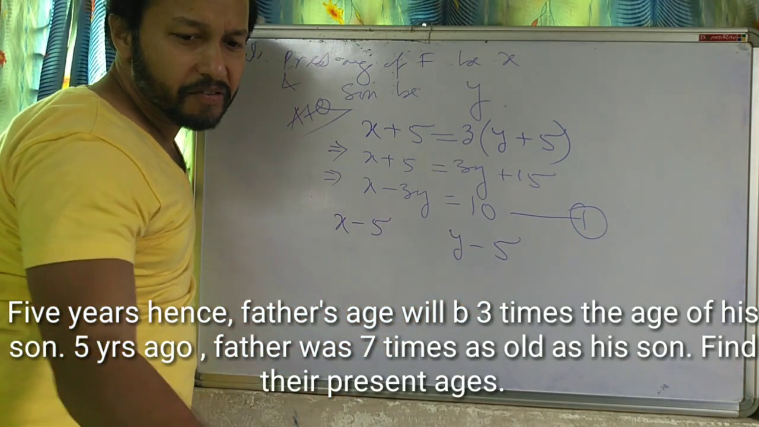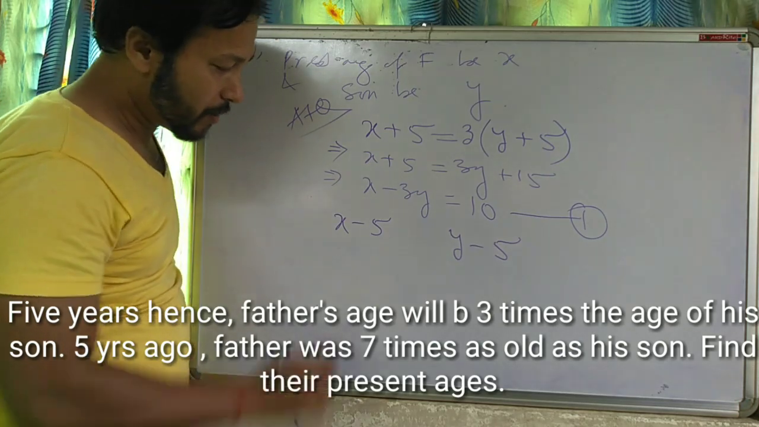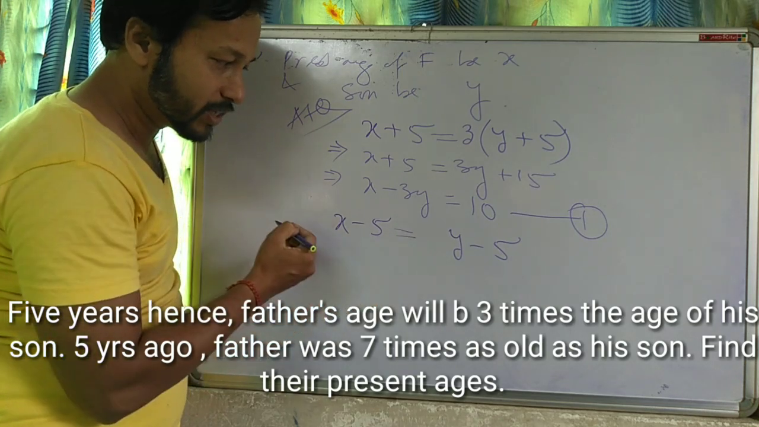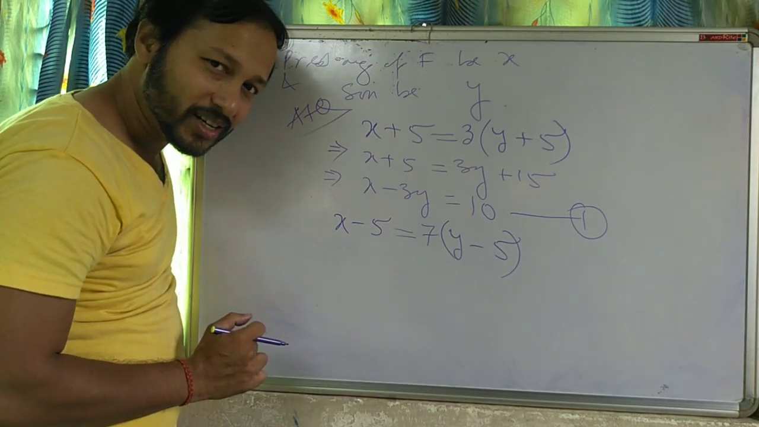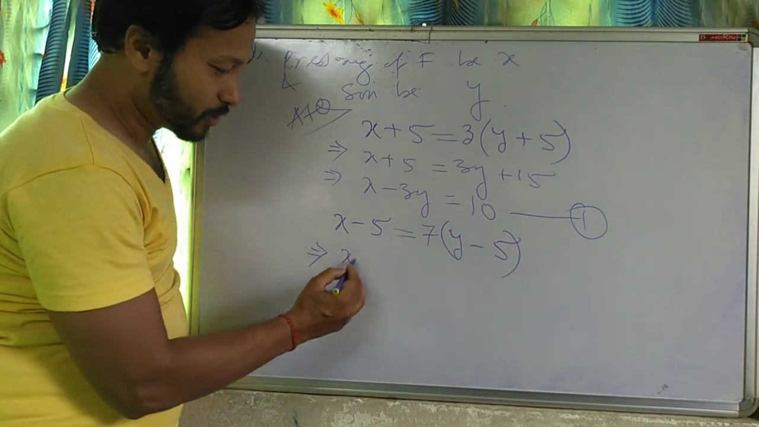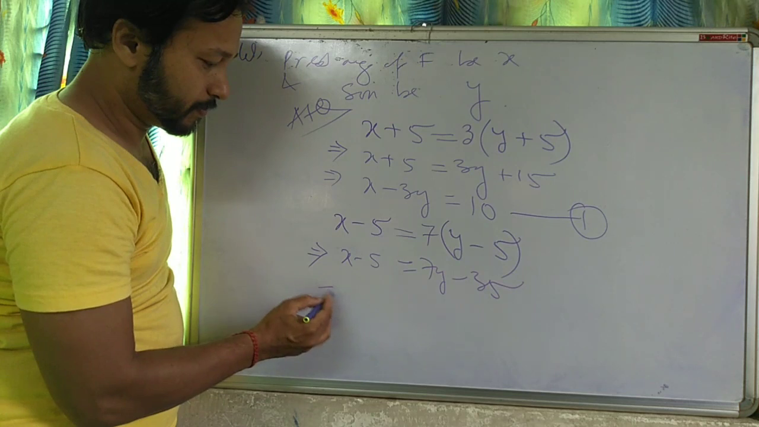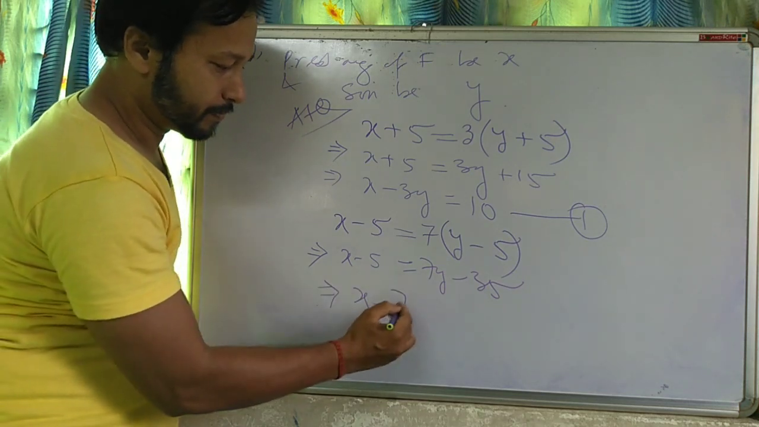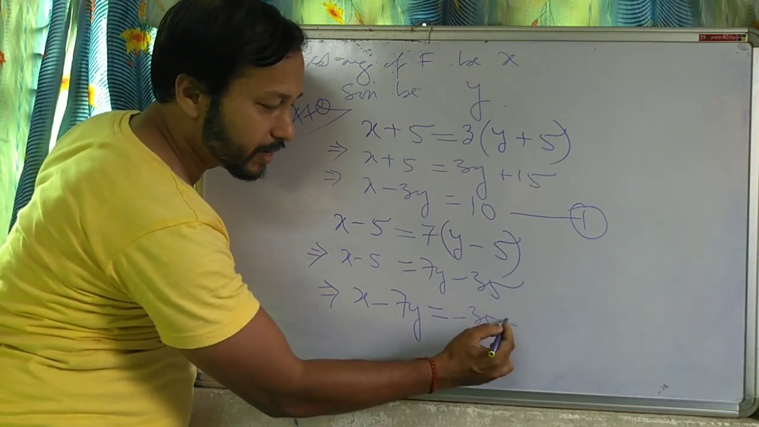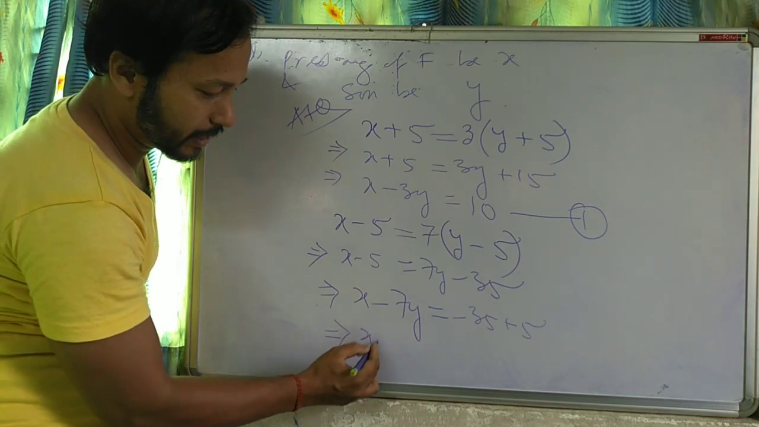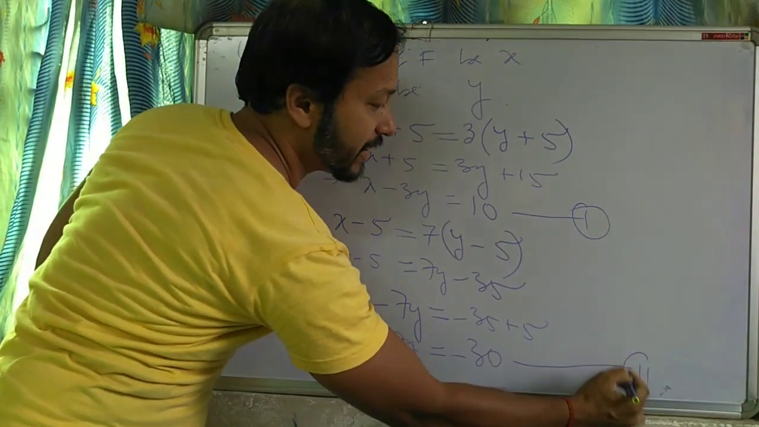Now they said that 5 years ago, father's age was 7 times the son's age. Understood? Good. Now X minus 5 equal to 7Y minus 7 5 is 35. X minus 5 is going there, plus 5. So minus 35 plus 5. X minus 7Y equal to minus 30. So you are getting the second equation.